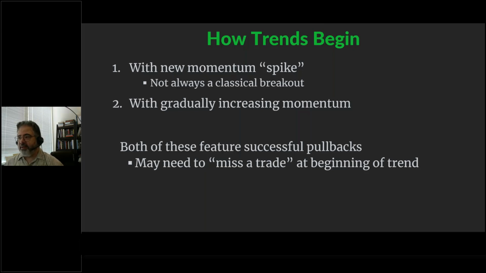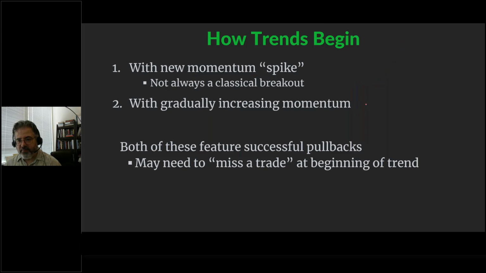So let's talk about how trends begin. Two ways: with a momentum spike. Imagine a market that's chopping around sideways, and then boom, it has a big move to the upside, clears a bunch of resistance, just punches to new highs, and then we see pullbacks form, and we see the market trend to the upside. This is number one.